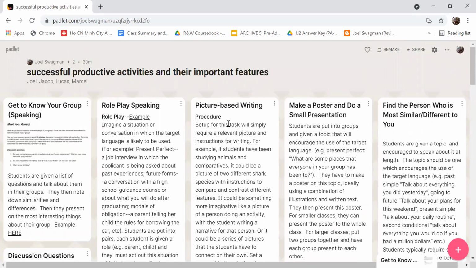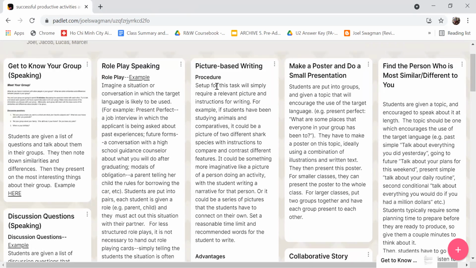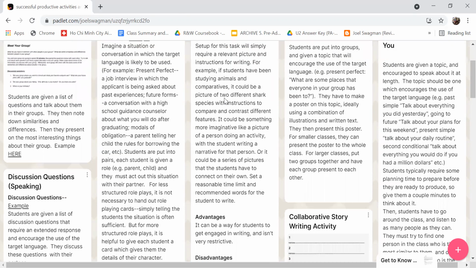Next is picture-based writing. So the setup for this is giving the students a picture and then giving them prompts to write about. So for example, if they're studying animals and comparatives, they could be given 2 animals and told to compare and contrast them. But the prompts can vary widely.